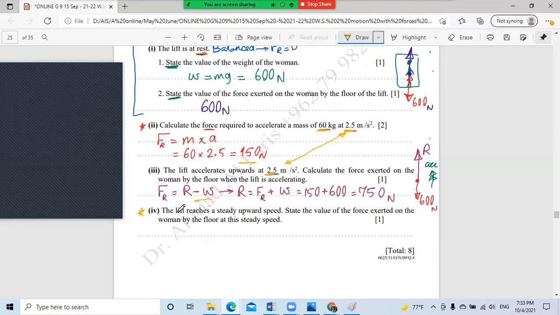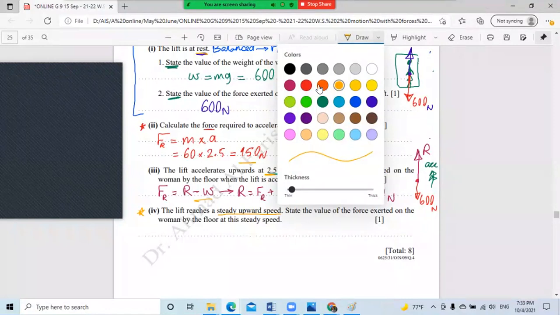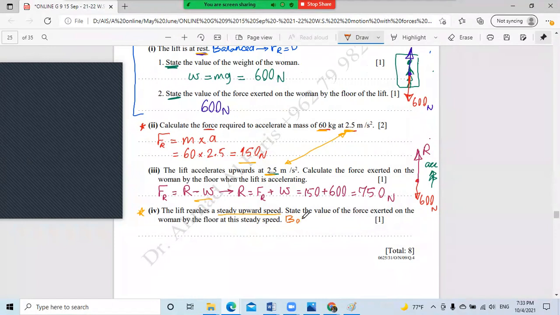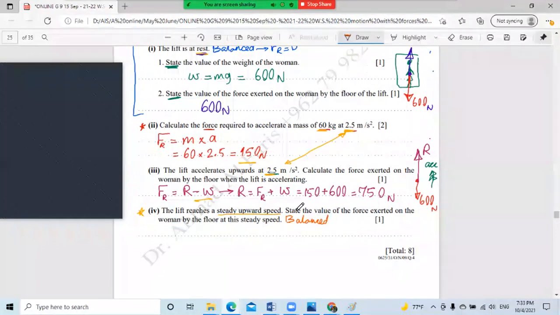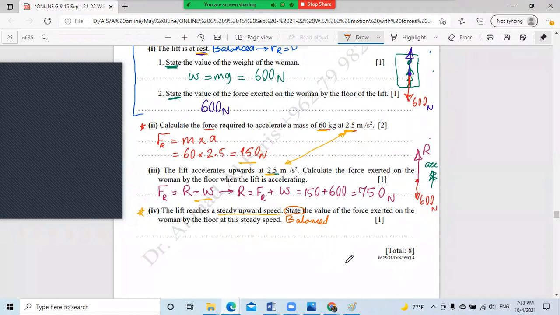What they said: the lift reaches a steady upward speed. Balanced or not balanced? When they say steady upward speed, that means it's balanced. Bravo. The resultant force equals 0. So state, you know the answer. State the value of the force exerted on the woman by the floor at this steady speed. How much is the normal reaction now, when it is moving upward at steady speed? The normal upward and the weight downwards are now equal. So how much is the normal reaction upward?